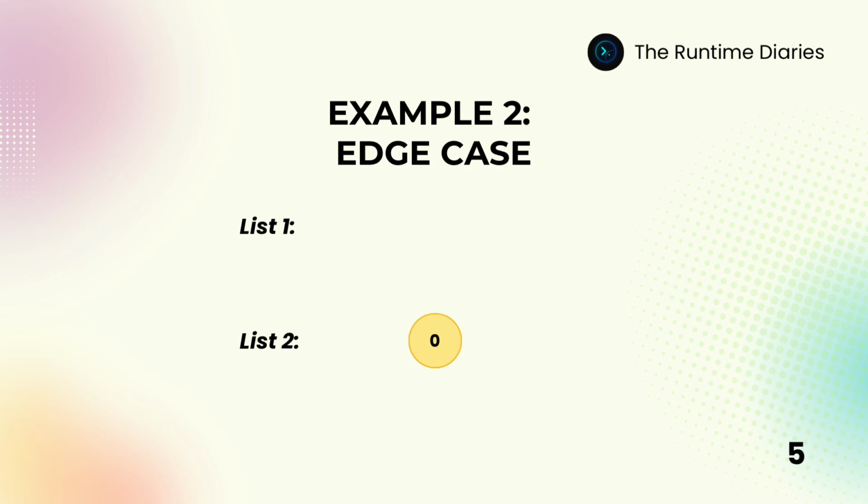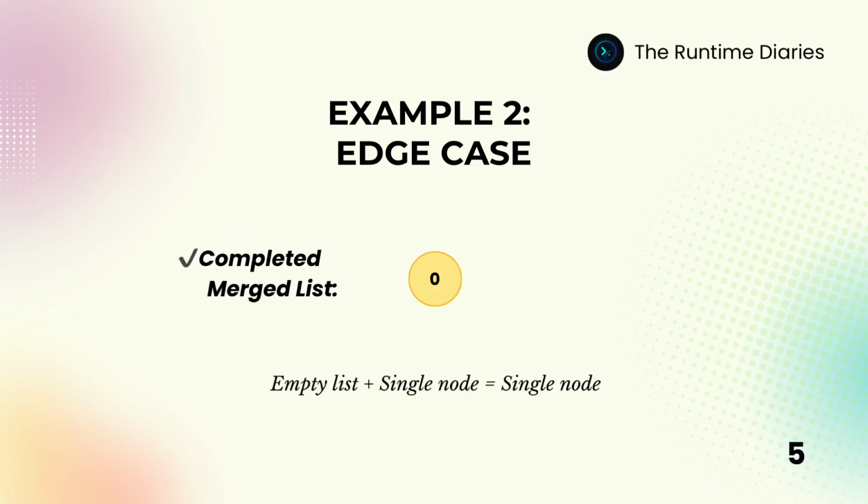Here's an edge case to keep in mind. List 1 is empty. It's just null and there's no nodes. List 2 is 0 arrow null, one node with the value 0. After merging, the result is just list 2, which is 0 arrow null. This reminds us that the algorithm needs to handle empty lists gracefully. If one list is empty, the merged list is just the other list, and there's no merging necessary.